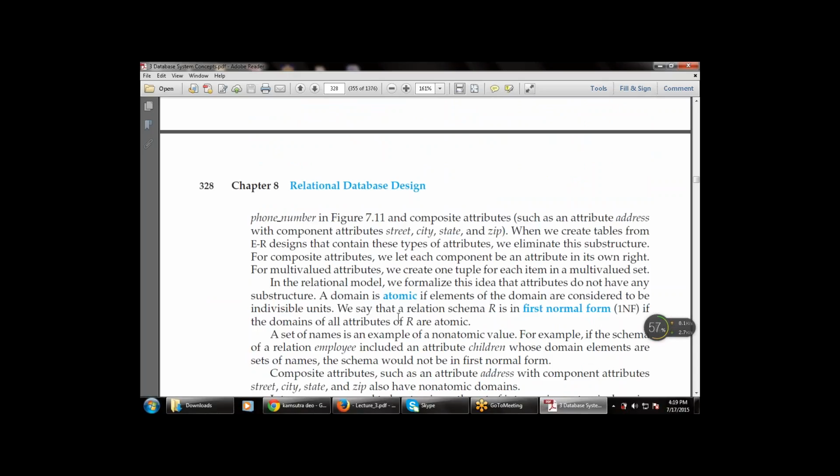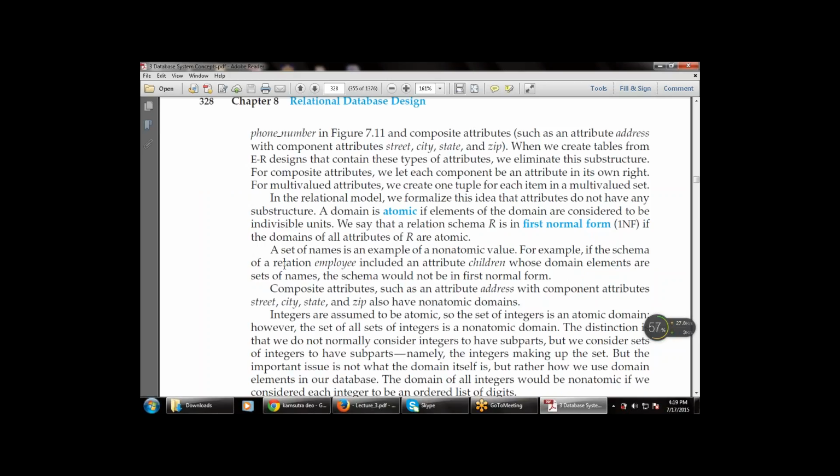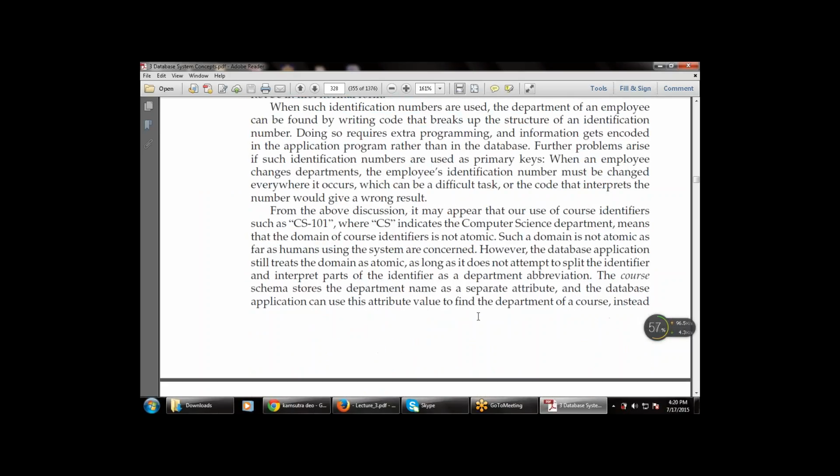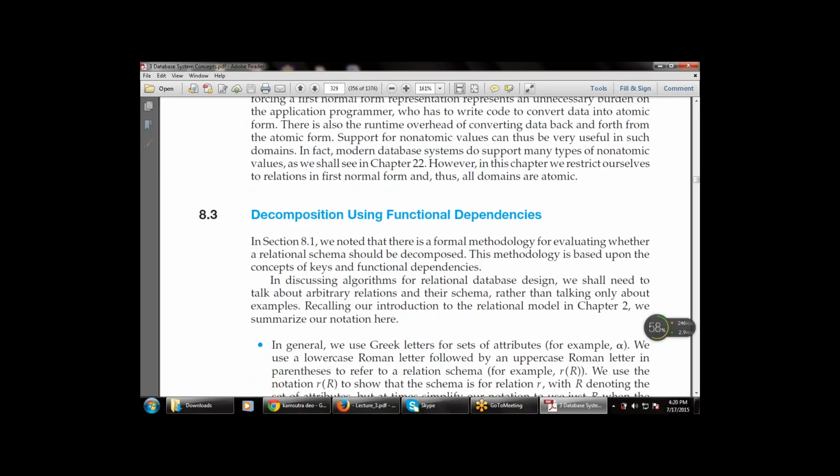We say that a relation schema R is in first normal form, that is 1NF, if the domains of all the attributes of R are atomic. So if the domains of all the attributes are atomic, we can say that it is in the first normal form. A set of names is an example of a non-atomic value. For example, if the schema of a relation employee included an attribute children, whose domain elements are sets of names, that schema will not be in the first normal form.